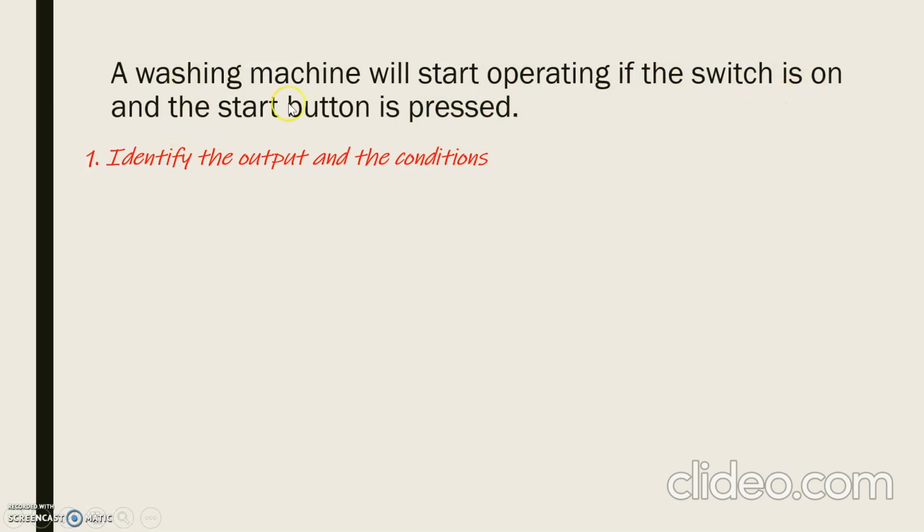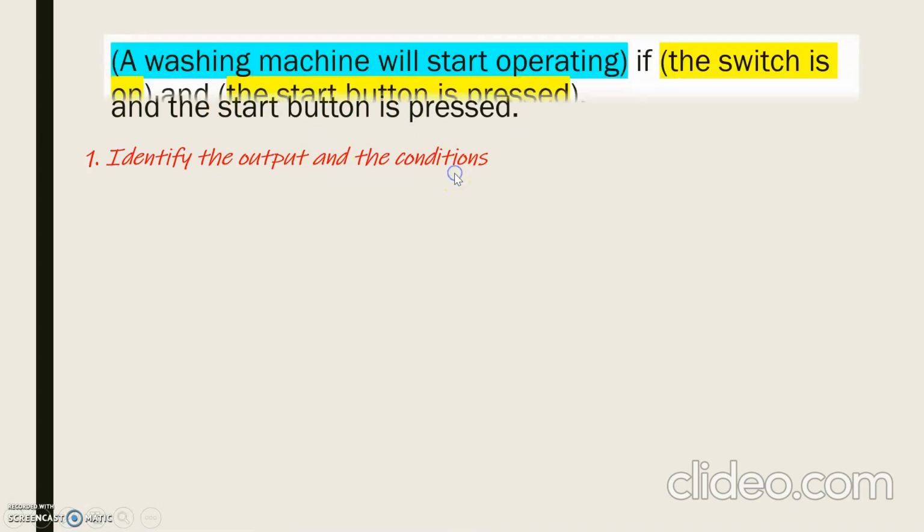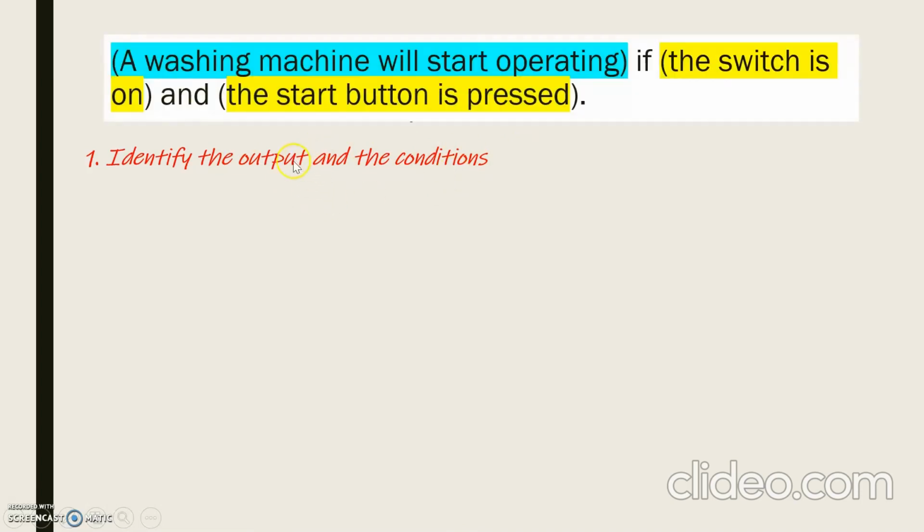So these individual sentences, I call them conditions, right? You should be able to identify the output and the conditions first. In this case, we identify that a washing machine will start operating as the output. The switch is on as one condition, and the other condition is the start button is pressed.